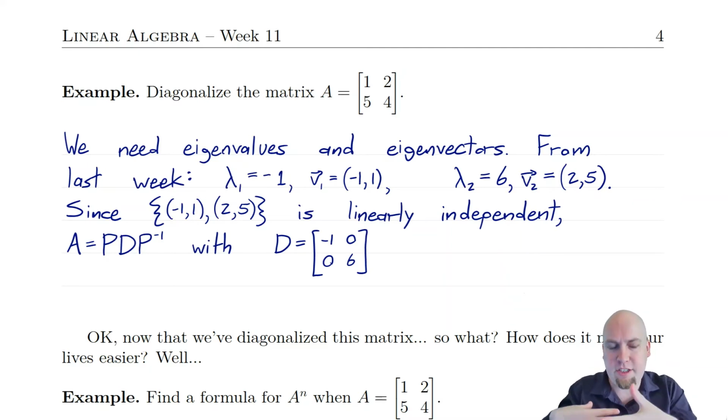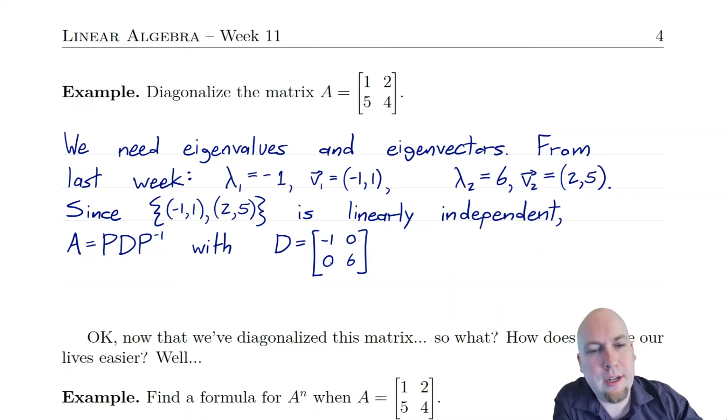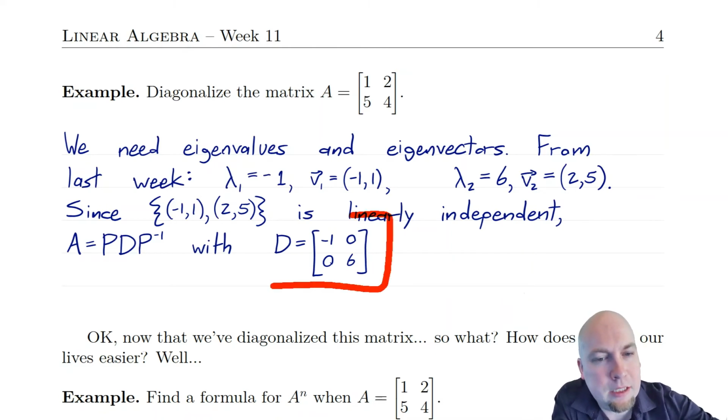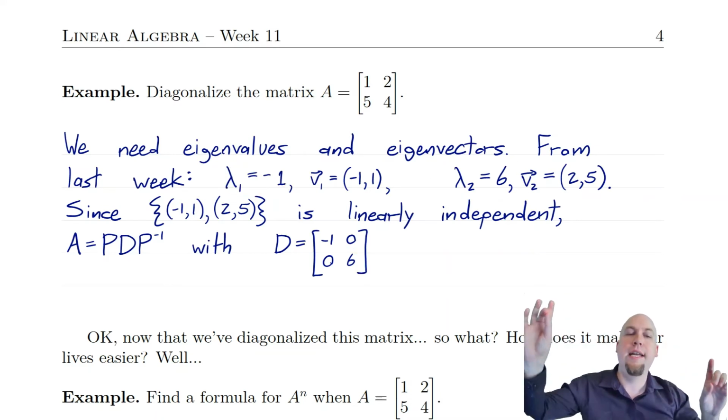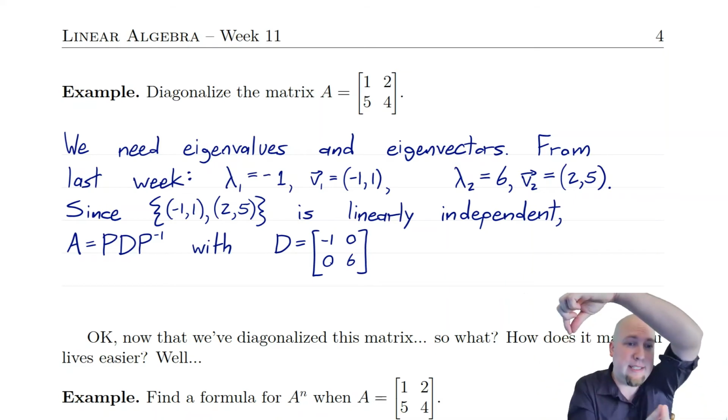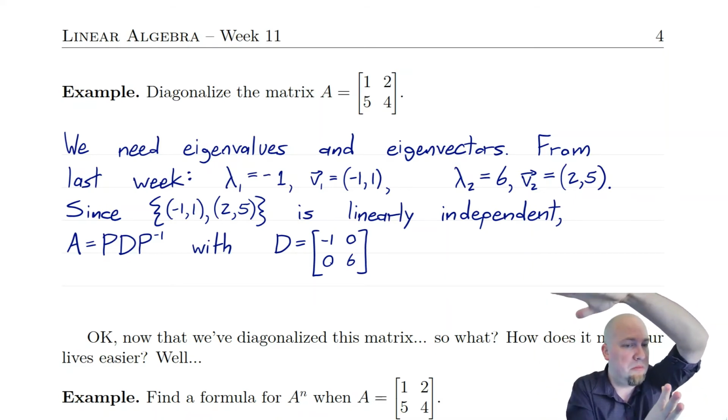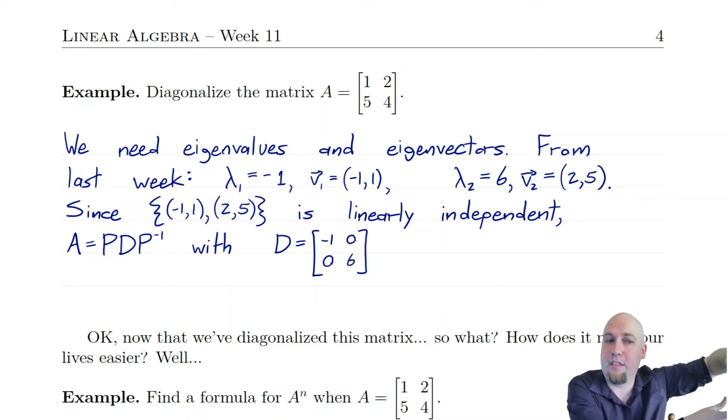All right, so how do I actually construct my diagonalization? Well, my diagonal matrix just has the eigenvalues along its diagonal. So this is -1 and 6. And you can put those down the diagonal in whatever order you like. I could have done 6 then -1 if I wanted to. That'd be fine. But then the rest of my diagonalization would change.